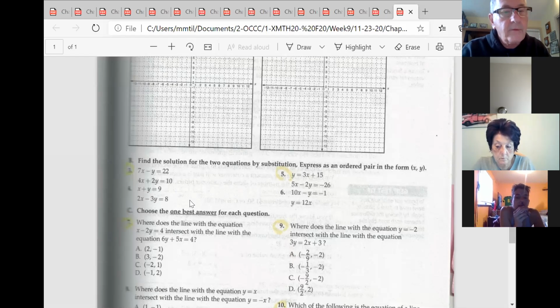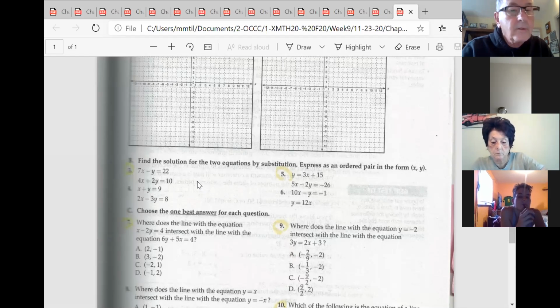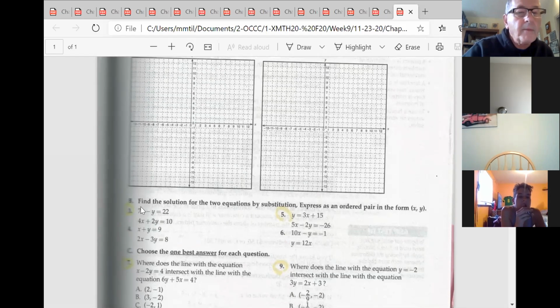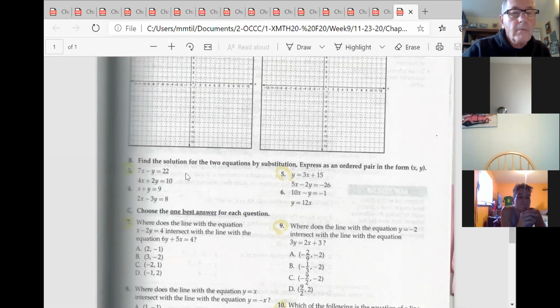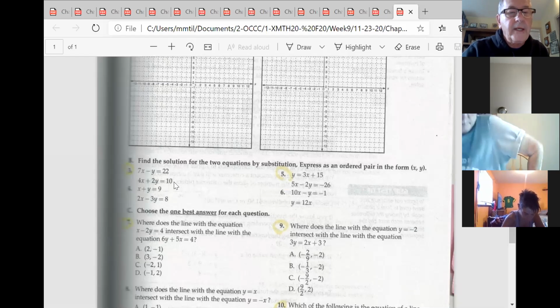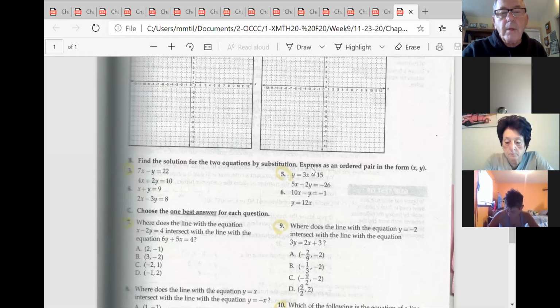I'll do one of these, okay? So you understand what I'm talking about. Number 3: 7x minus y is equal to 22, 4x plus 2y is equal to 10. I'm going to find the solution for the two equations by substitution.